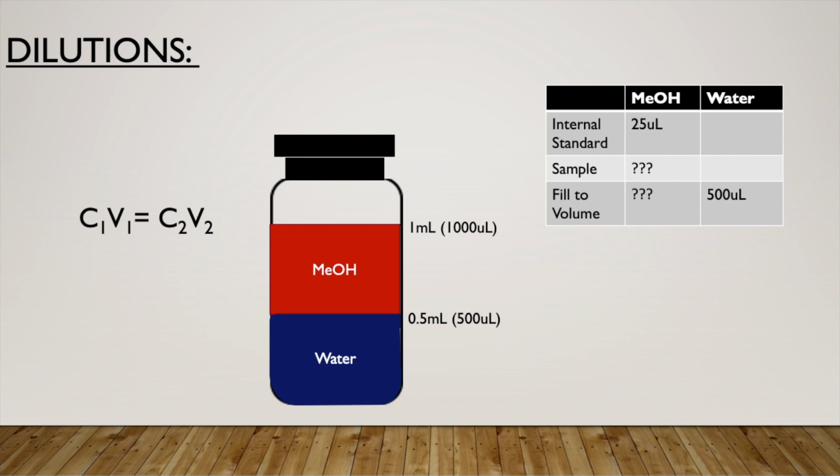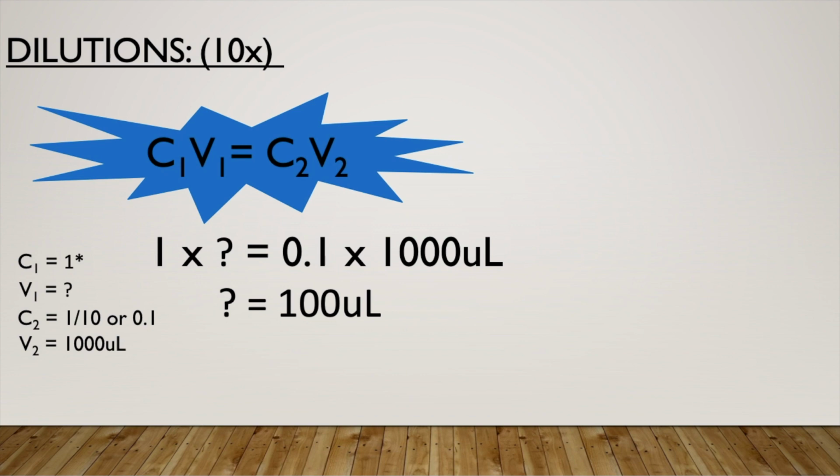Your best friend for all of these calculations is going to be the handy C1V1 equals C2V2. This will be the catch-all for any of these dilution calculations. Since we're using 1 milliliter, or 1,000 microliters, as our final volume, V2, and we know that C2 will be the dilution that we would like, in this case, a 10 times dilution, so 1 over 10 or 0.1.